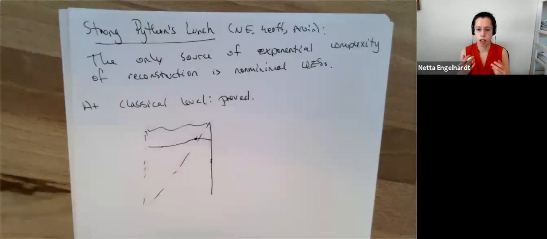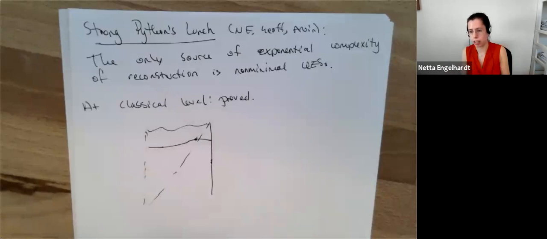However, if you take operators that are very close to the horizon at late times, and you evolve them backwards in time, then they blue shift. As they blue shift, they get transplanckian. And we expect that in that situation, they have some strong quantum gravity effects, and we expect those to be very hard to reconstruct. And yet there's no quantum extremal surface here. So is the strong Python's lunch proposal false? And the answer is no.